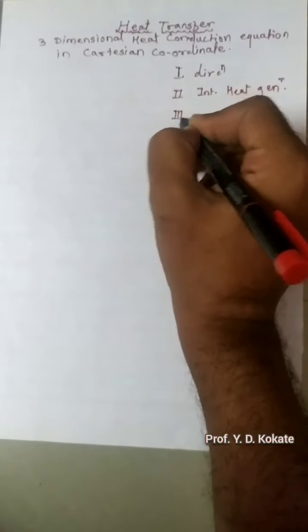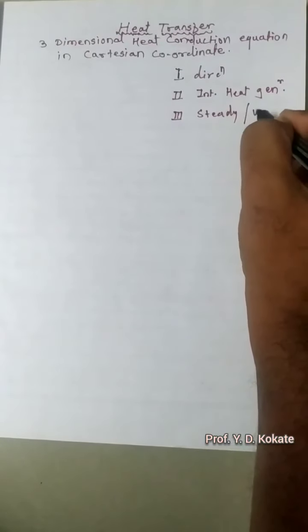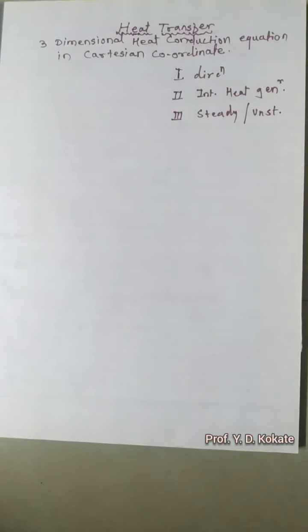and third, whether the heat is transferred in steady state or unsteady state. If I want to take into account all the directions, the internal heat generation inside the object like a nuclear rod or electric current carrying wires, and whether the heat is transferred in steady state or unsteady state, then how do we find the heat transfer and solve that problem? For that purpose, this derivation is very important.